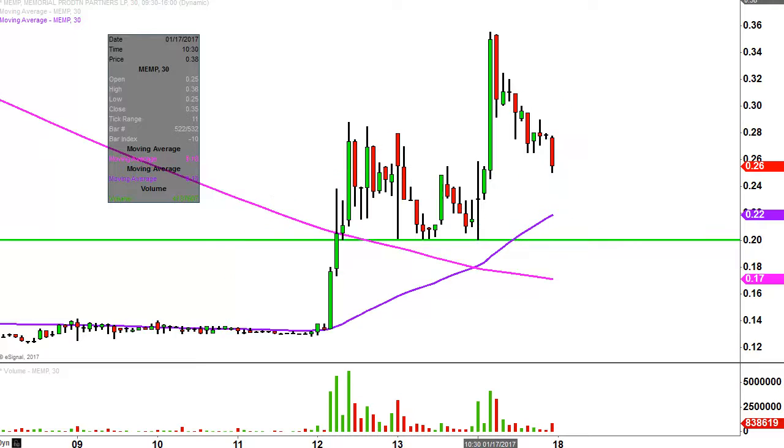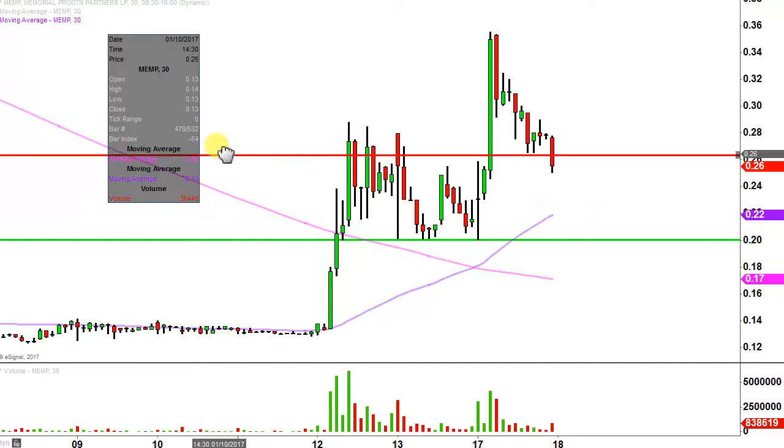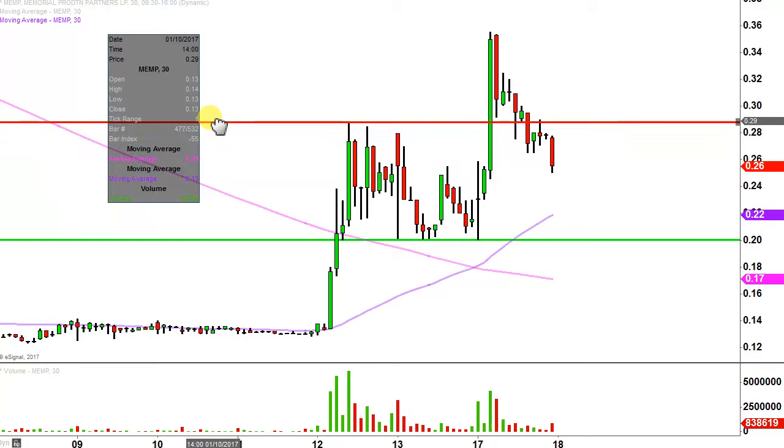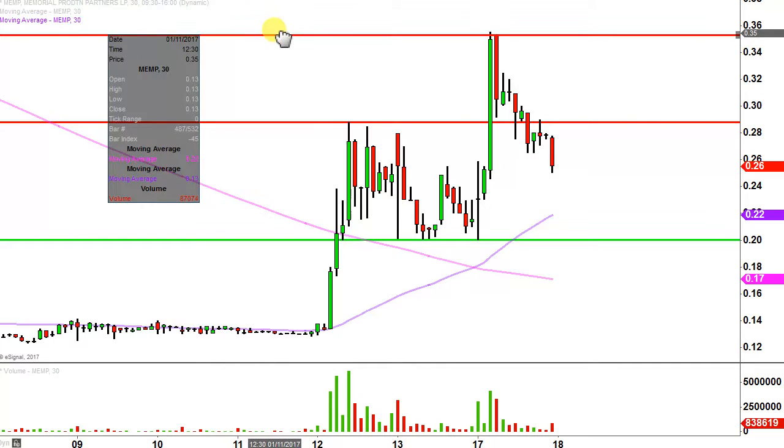Now, what about areas of resistance? First key level of resistance that the price did temporarily break above today, but couldn't maintain above, is right here at the 29-cent mark. And then after 29 cents, it's simply the previous highs where the party stopped today, and that was right up there at the 35-cent mark.